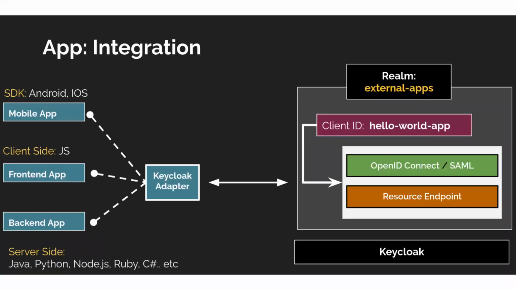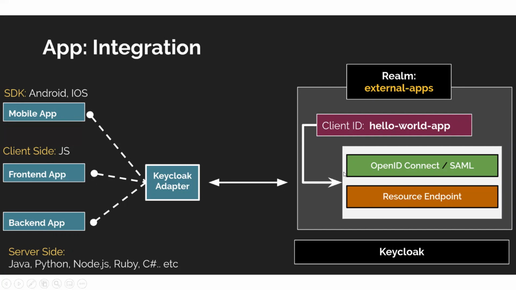Once you integrate Keycloak into your application, this is what the architecture looks like. If you are integrating from an SDK, Android or iOS, it goes this way, and this is from JavaScript files. If you're calling from backend apps, server side, like Java, Python, Node.js, Ruby or C Sharp, all these can be connected to your Keycloak adapter here, where you decide on the protocol, like OAuth 2 or OpenID Connect, and that gets activated and takes you to the Keycloak server here.